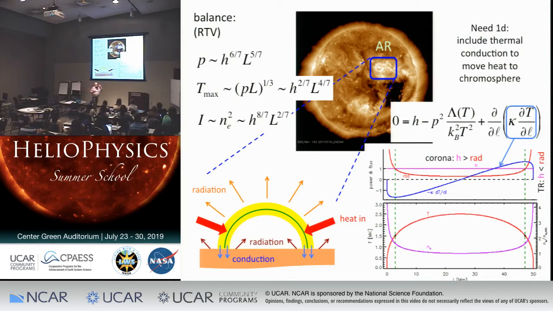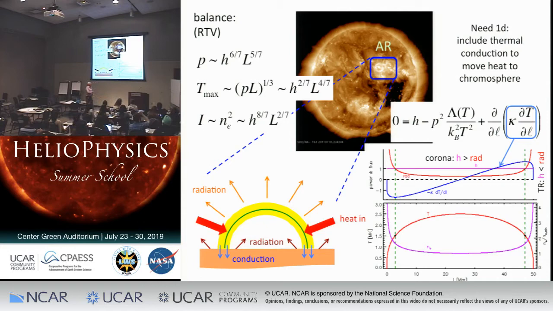So if you increase the heating by a factor of 8, you'll raise the temperature by a factor of 2 only, which is why we tend to see a corona that is in these millions of Kelvin range, but not too much hotter, not too much colder. It's really insensitive to the amount of heat you put in.